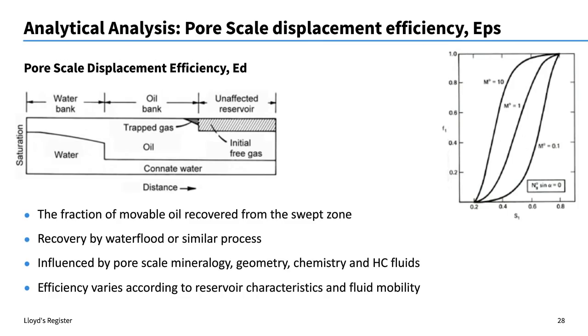So from an analytical point of view, again, very much part of what we would call an opportunity calculation within the ORE process. In this case, pore displacement efficiency is very common. It's basically the fraction of movable oil that you can get from the swept zone. In mature fields, this is a very significant efficiency and it's heavily influenced by mineralogy, geometry, chemistry, and the hydrocarbon fluids that are present and what's actually in the oil itself. Efficiency varies very much according to the reservoir characteristics and the fluid mobility.